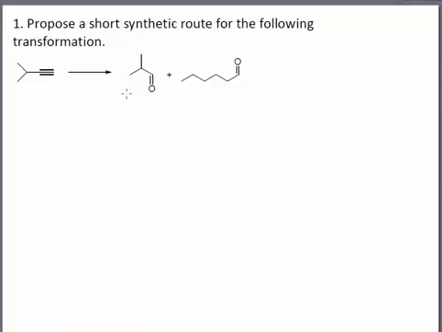Here are some solutions to the Chapter 12 in-class synthesis problems. Our first question is this one, and we want to think about how we can make those two molecules. And we know that we have two carbonyl species.